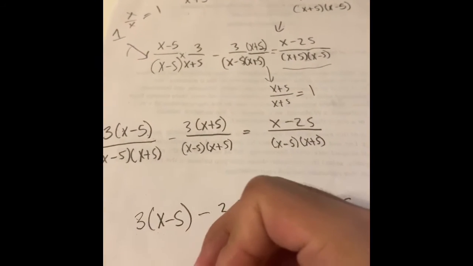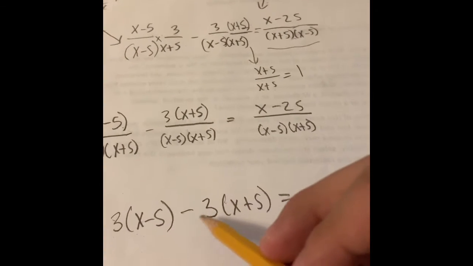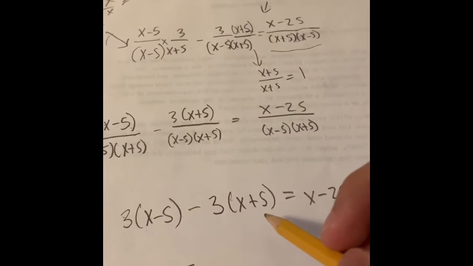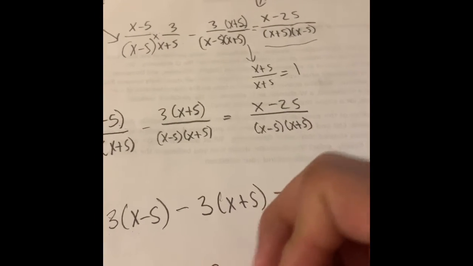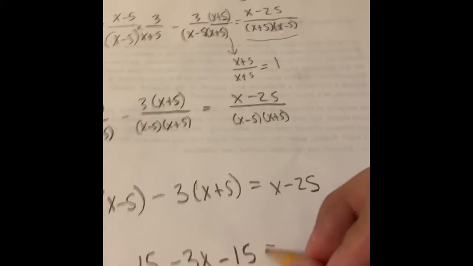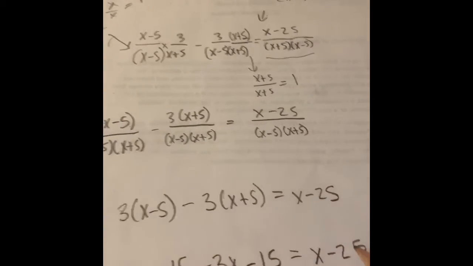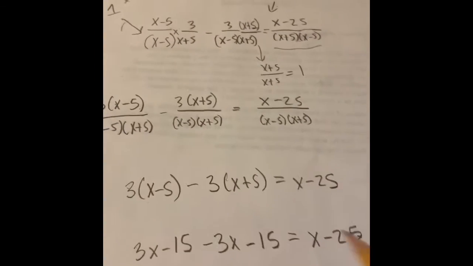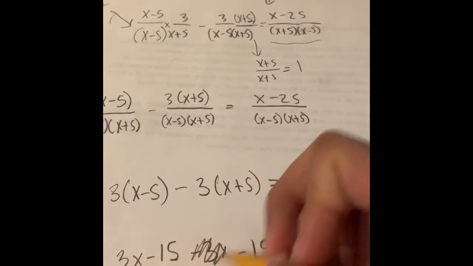3 times x minus 5 is 3x minus 15. Then negative 3x. Remember, we have to distribute the whole negative, so it's now negative 3x minus 15. And that's equal to x minus 25. So now from here, it's just simple algebra. Now we have 3x and negative 3x. You see that? Those two cancel out.